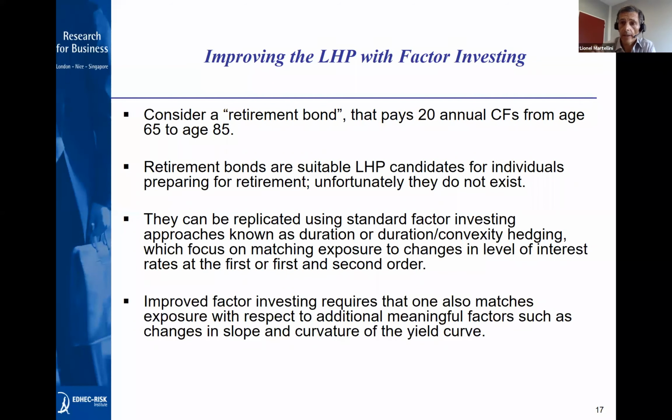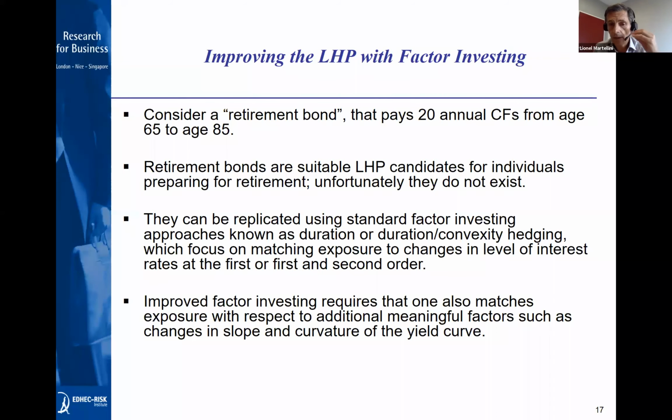It turns out that if you want to improve those factor investing techniques, you should hedge with respect not only to changes in the level of the yield curve, but also to changes in the shape of the yield curve. What I have in mind in particular are changes in slope, talking about steepening or flattening moves, which can have a very important impact on your funding ratio if you don't have the same exposure to steepening and flattening on the asset side and on the liability side.